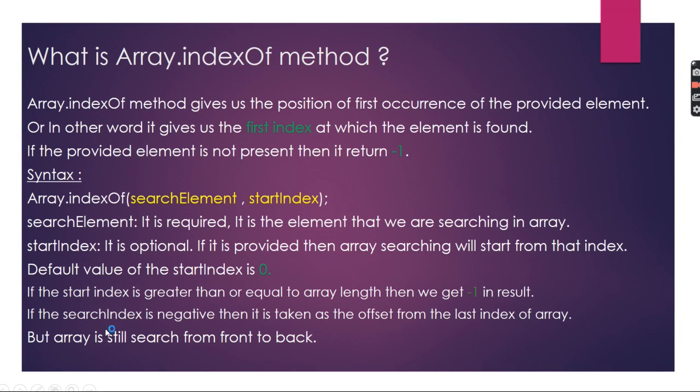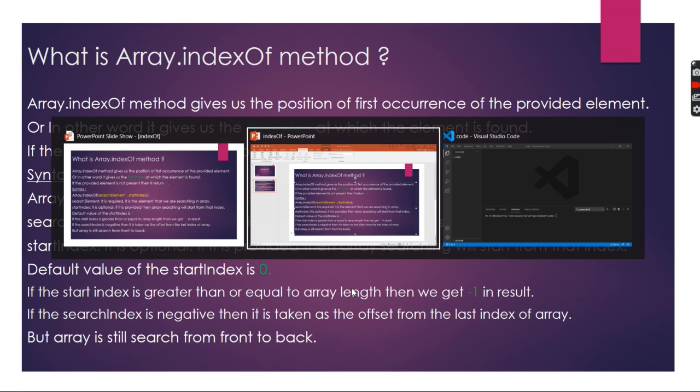And if the start index is negative, then it is taken as an offset from the last index of the array. I will explain this point with an example. I know it is quite confusing, but I will explain with an example. If the start index is negative, it is taken as an offset from the last index of the array, but the array is still searched from front to back. It will not search from end to start, it will search from front to back. So let's switch to the code editor and work on examples of the array.indexOf method.